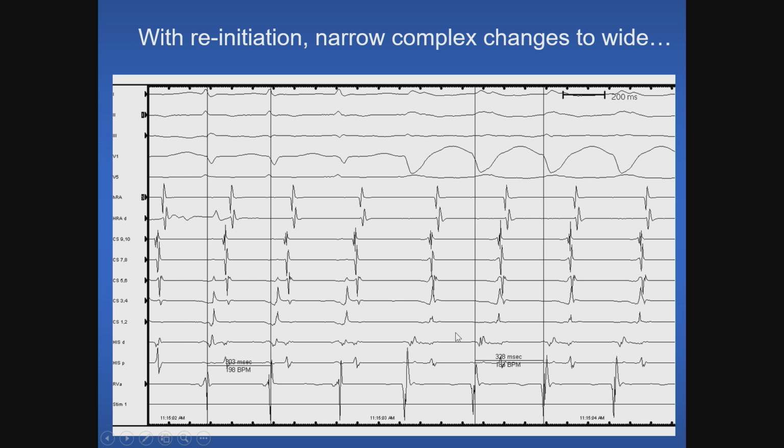We also observed something very interesting during this study, is we saw him go from a narrow complex tachycardia spontaneously to a wide complex tachycardia. And we noticed that the rate of the tachycardia changed, that it actually got a little bit slower when the left bundle branch block took over.